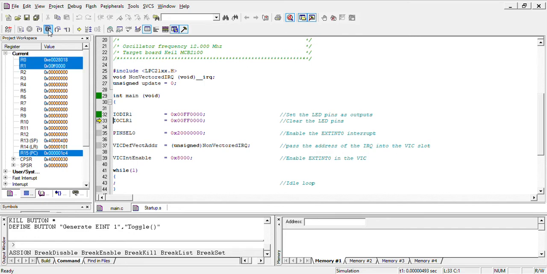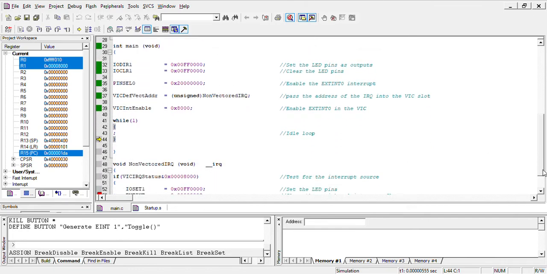and the stepwise execution. Again, port 1 bits 16 to 23 are set as output and cleared as well. Using the pin select register for port 0, the external interrupt 1 is enabled. Since this is a non-vectored interrupt, the address of its service routine is stored in the default vector address register of the vector interrupt controller. And using the interrupt enable register, the interrupt is enabled. The execution stays in the while loop until an interrupt is generated.